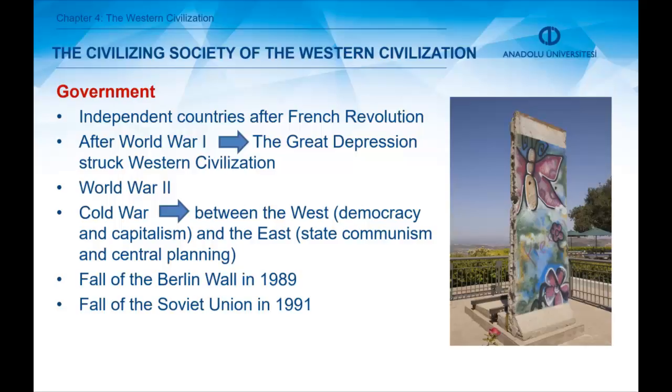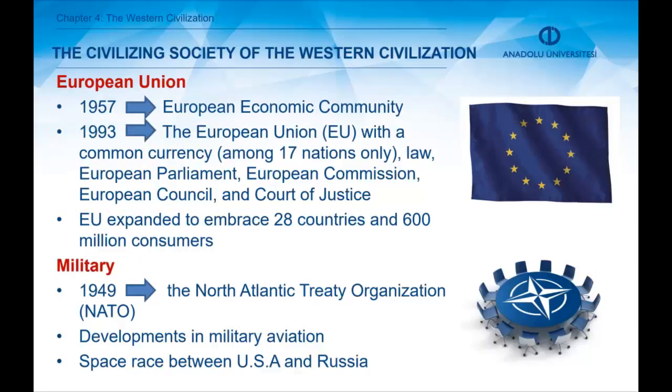symbolizing democracy and capitalism, and the East, symbolizing state communism and central planning. And among the other main events, there is the fall of the Berlin Wall in 1989 and the fall of the Soviet Union in 1991. All these main events contributed much to the shaping of the recent governmental structure in Western civilization today.